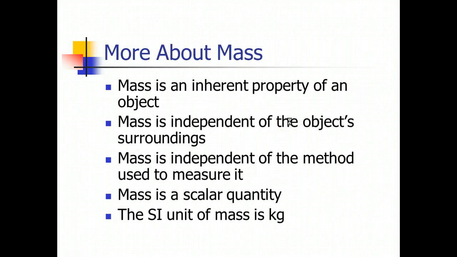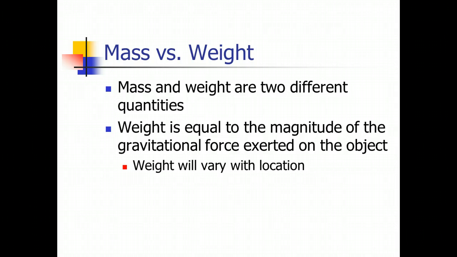Mass is an inherent property of the object. Its unit is kilograms. It's a scalar quantity. There is no negative mass. And it doesn't matter what method we use to measure it, mass exists regardless of that. Mass and weight are two different things. Remember, weight will vary with location. Weight is how much the gravitational force is on an object. Mass is how much that object resists its change in motion.